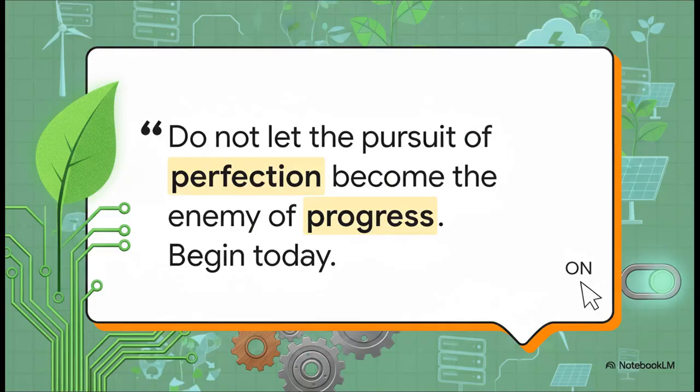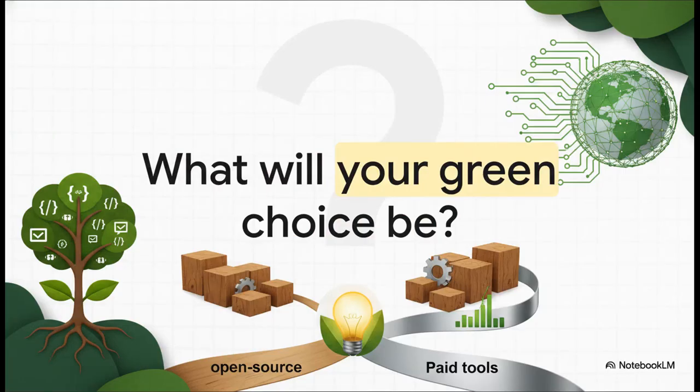So if there's one thing to take away from all this, it's that we can't let the hunt for a perfect solution stop us from making progress right now. The call to action is to just start. Start questioning your tools, start prioritizing efficiency, and start making conscious, informed choices. Because ultimately, every single choice we make as creators on the web, from the font we choose to the platform we build on, it all adds up, it all has an impact. So the real question isn't whether you can build the perfect green website. It's about what single, conscious, sustainable choice you can make today.